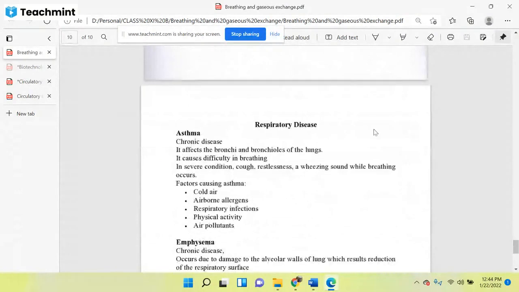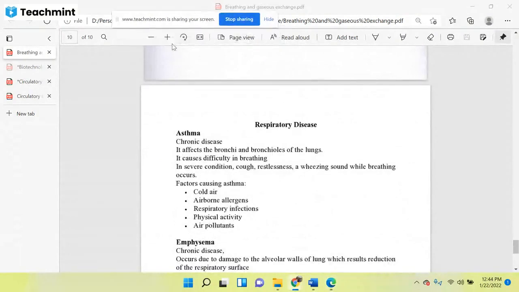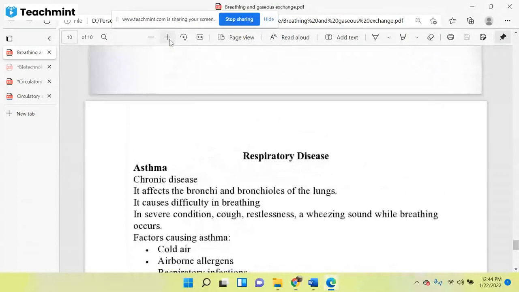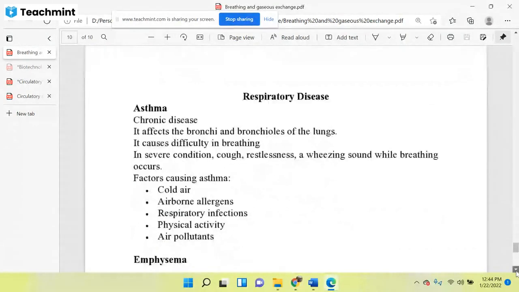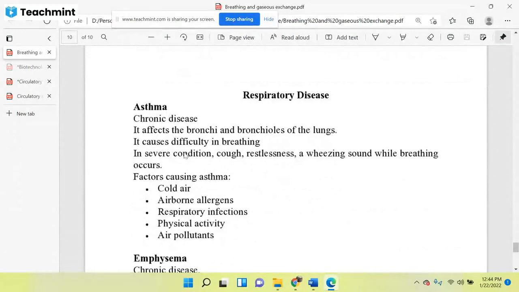Now we'll see some diseases associated with the respiratory system. So the first one is asthma. First disease, here we will talk about asthma. So this one is a chronic disease. It affects the bronchi and bronchioles of the lungs. We have already seen the structure of the bronchi and bronchioles. So these are the path through which we are inhaling the air, and ultimately air reaches the alveoli. So these are the places through which the air moves. So it affects these in this chronic disease asthma.